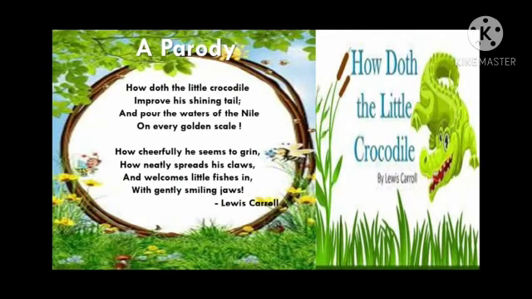How doth the little crocodile improve his shining tail, and pour the waters of the Nile on every golden scale. How cheerfully he seems to grin, how neatly spreads his claws, and welcomes little fishes in with gently smiling jaws. And this poem is written by Lewis Carroll.